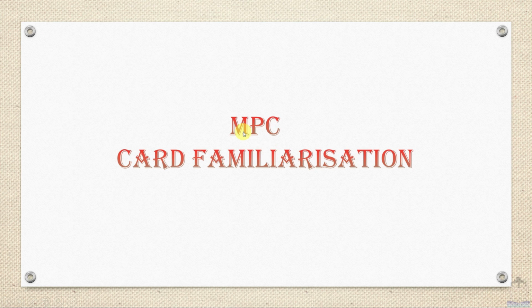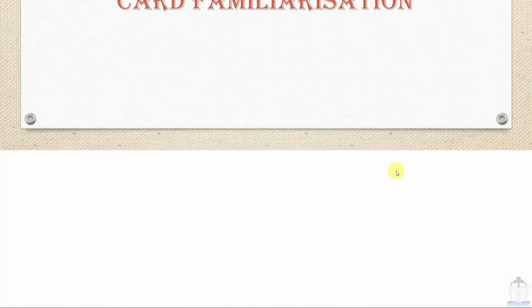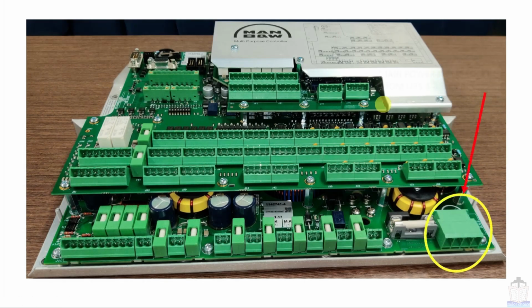Now we are going to our next topic, that is the MPC card familiarization. So this is our MPC. This is called the main power input socket from UPS A and UPS B, means 24 volt DC comes from the UPS A and UPS B, and this is the main power input socket. Next is this is called the power card. Power card is used to control the DC 24 volts power supply and supplies to all other cards.